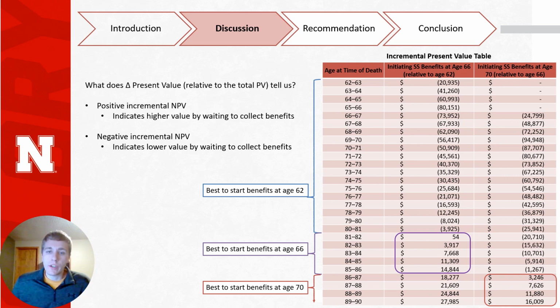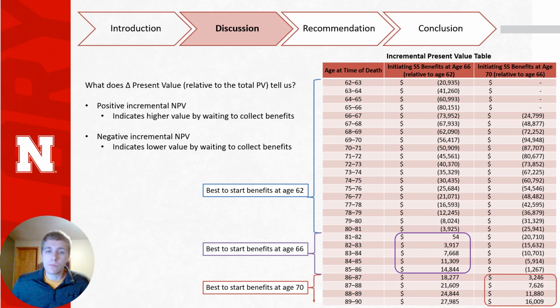The table on the right shows the incremental present value calculated for our professor for each situation given an age of death shown in the first column. The second column shows the incremental present value to be had in waiting until age 66 to collect benefits, compared to starting benefits at age 62.